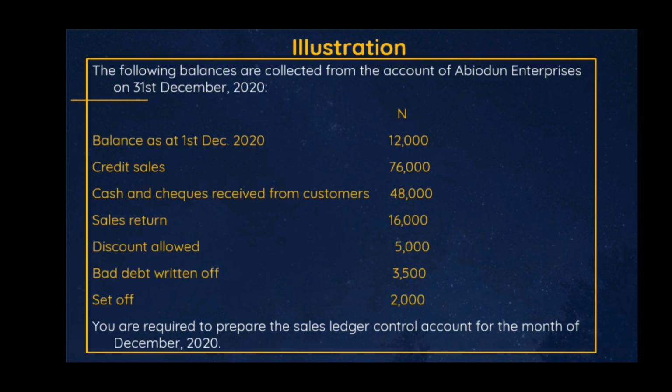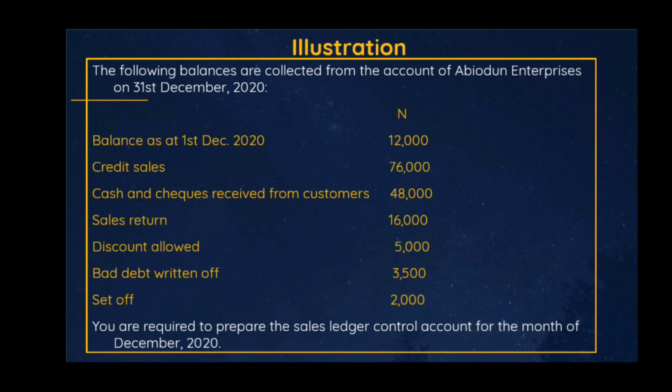Now, take down this question on sales ledger control account as we will be treating it. The following balances are collected from the account of Abiado Enterprises on 31st December 2020. The balance as at 1st December 2020, 12,000 naira. Credit sales, 76,000 naira. Cash and cheque receipts from customers, 48,000 naira. Sales return, 16,000 naira. Discount allowed, 5,000 naira. Bad debt written off, 3,500 naira. Set off, 2,000 naira. You are required to prepare the sales ledger control account for the month of December 2020.